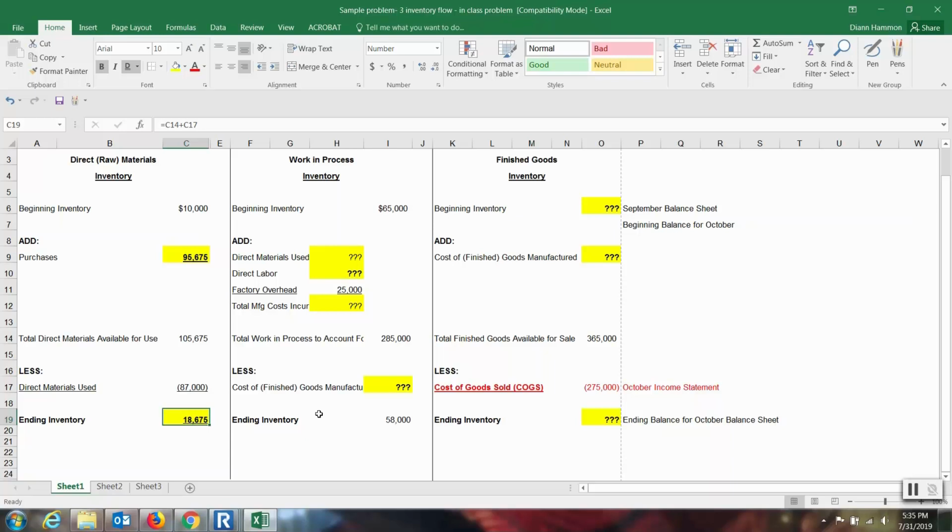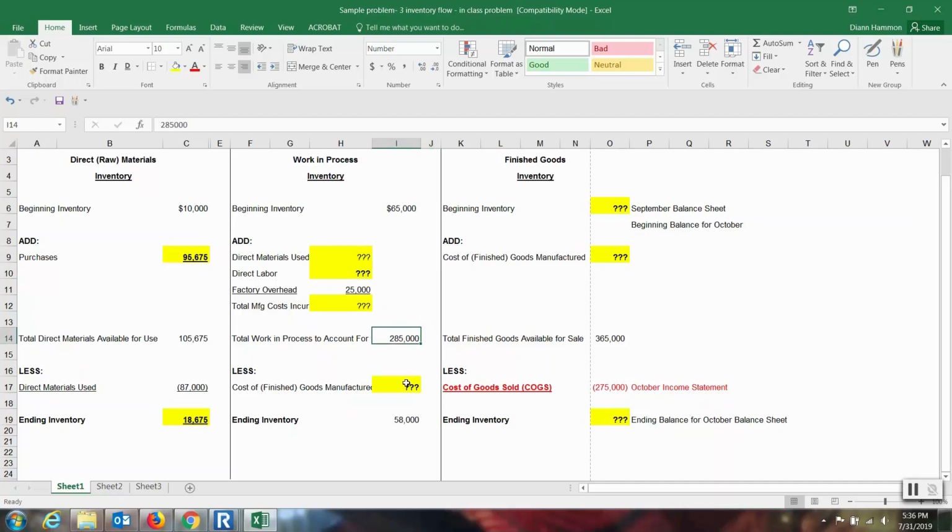Now let's go to the work in process, the next inventory. This is where all that activity is going on, where the materials, labor, and factory overhead are being combined to turn these materials into a finished good. We have a beginning inventory balance of $65,000. We're not sure how many direct materials were used, or direct labor, or the manufacturing costs incurred. Total manufacturing costs incurred are made up of those three items: direct materials, direct labor, and factory overhead. We have the total work in process to account for at $285,000. We don't know how much was finished, but we do know the end balance for the inventory.